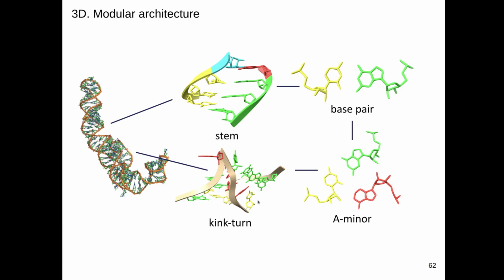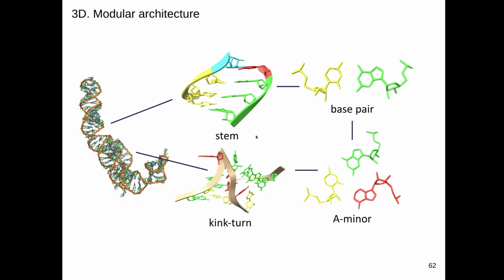As an example, a kink turn actually includes two stems and a loop. It includes A minors, at least one A minor. And in turn, an A minor includes a base pair and a third base, right? And all this you can continue. So smaller interactions form small motifs, then small motifs form larger motifs, and so on and so forth until we get the entire 3D structure. This is what I call modular architecture. Not only I, many people call it modular architecture. This is a huge pain in the neck.